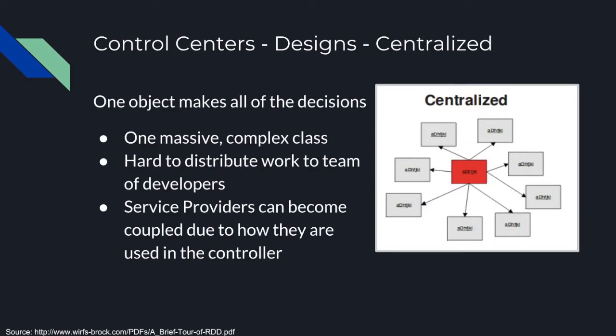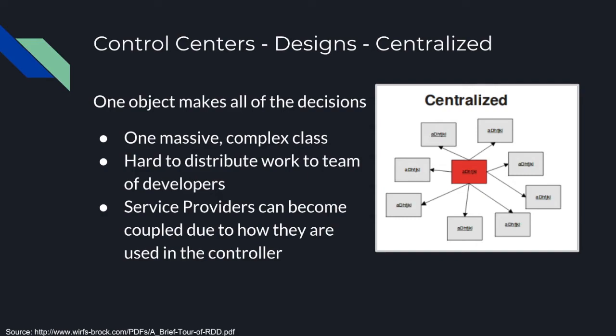So the first design is centralized. We see in the picture the red node is the node making all the decisions, and then communicating all of the decisions down to the service provider nodes. Having one class as your main decision-making node is not the best idea, because it leads to one massive complex class that makes it hard to debug, hard to add on to, just hard to handle in general, because the class gets so big and so complex.